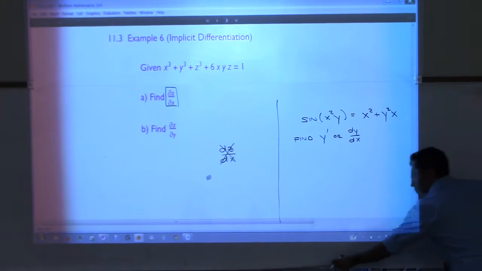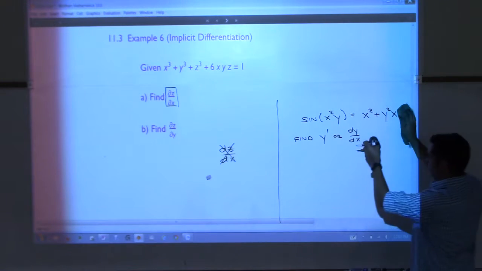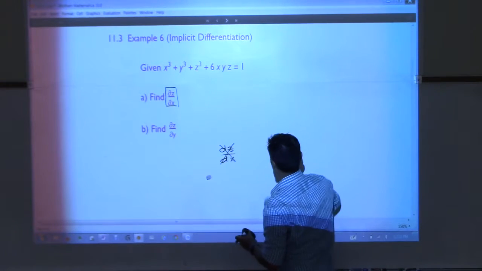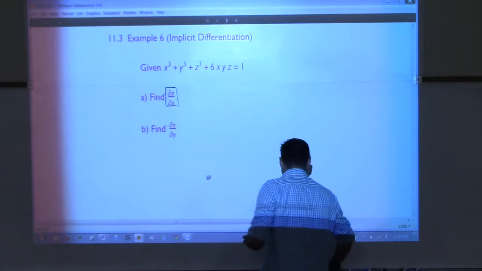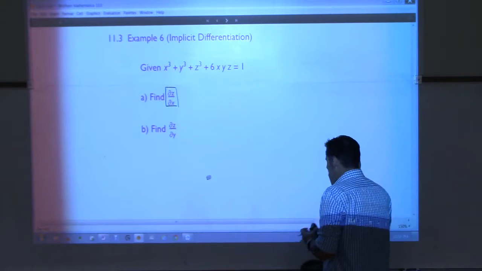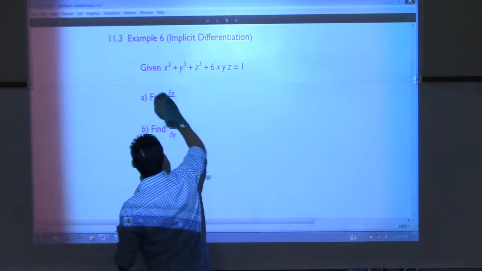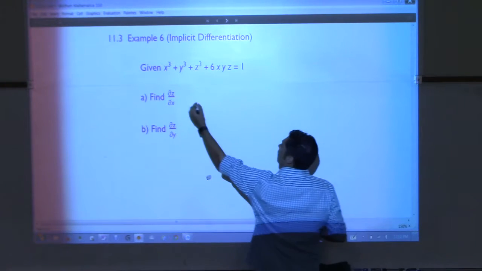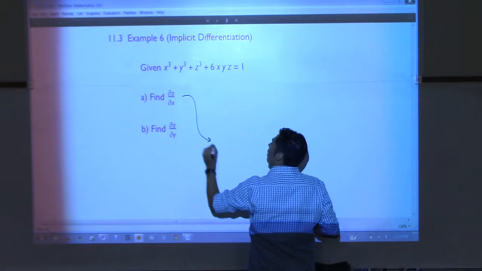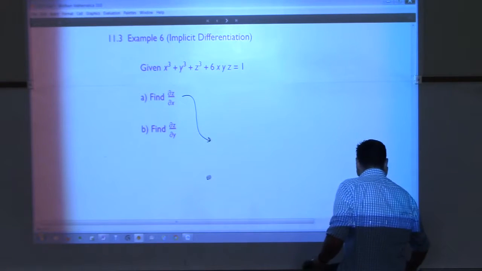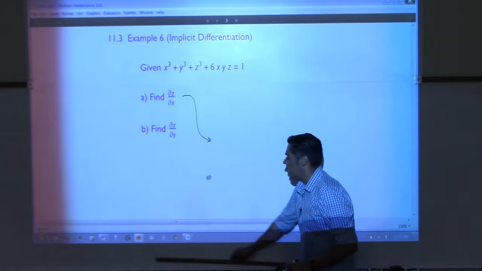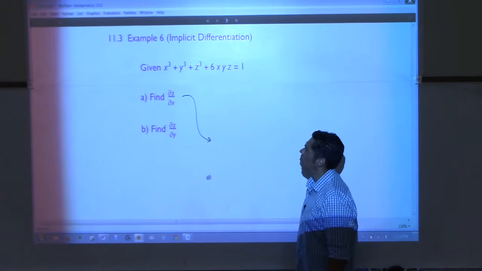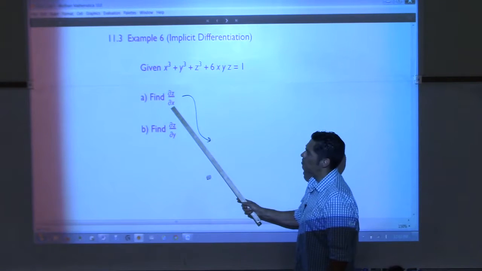Let's do it. I'm not going to do this one. You do this when you have an equation that you cannot isolate z. All right, what is the derivative of x cubed with respect to x? How do I know it's with respect to x? Because the bottom says it's with respect to x.